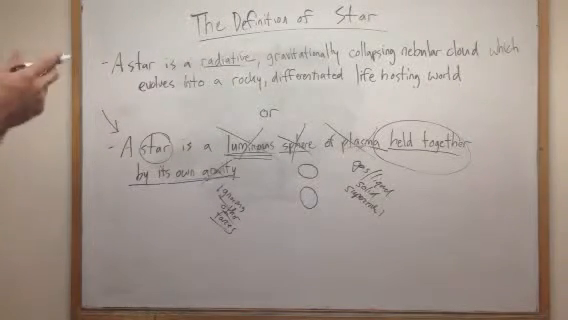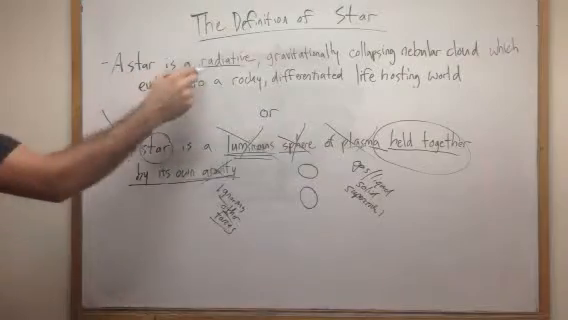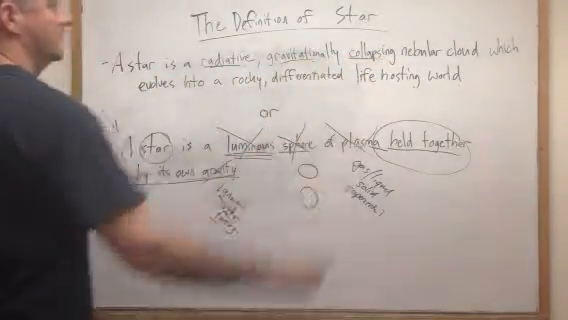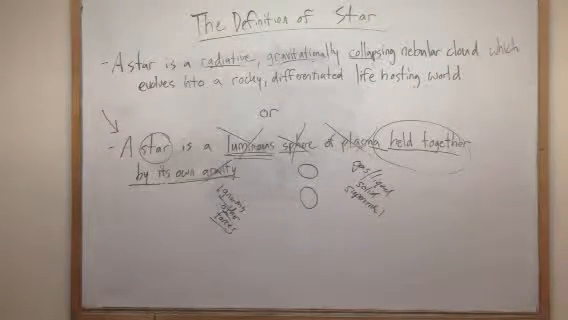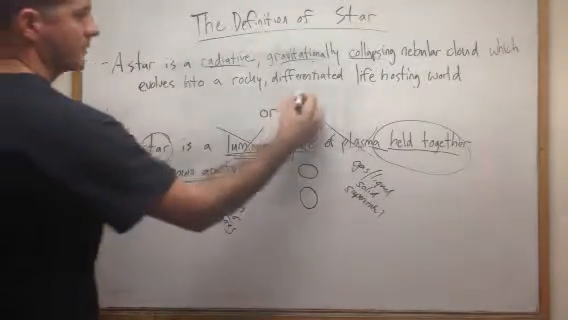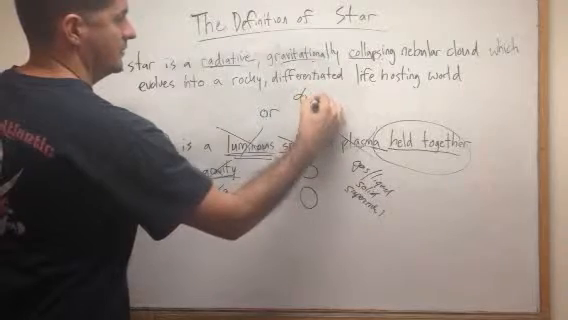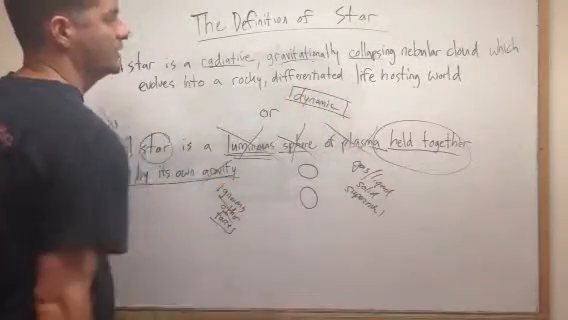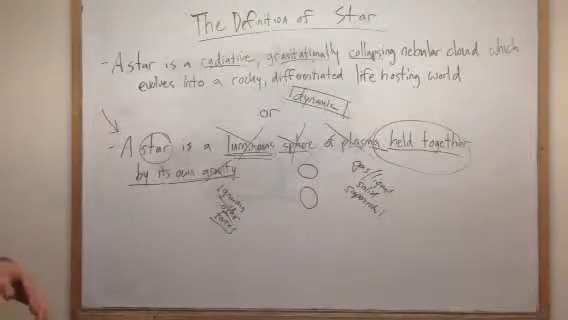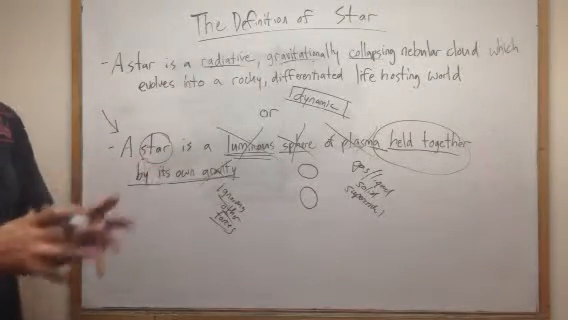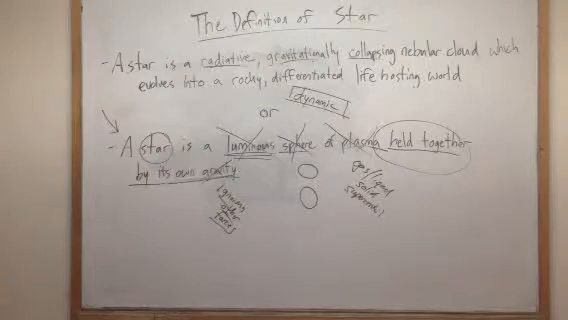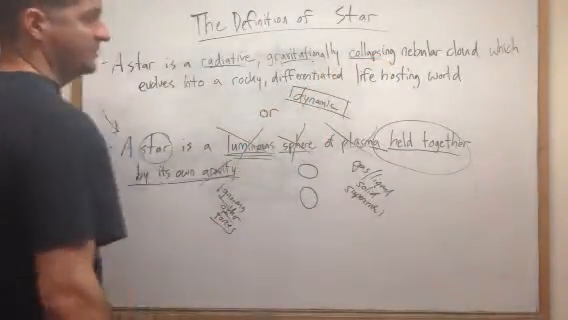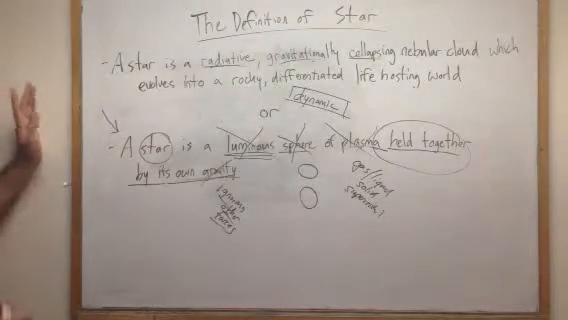I think this is a much better definition up here. The star is a radiative, gravitationally collapsing, which means it gives it something of a dynamic nature. A star is dynamic, okay? It's forever changing, cooling, shrinking. Even Cepheid variables, they expand and contract. I have to look more into those. And the fact that it's collapsing gives it more of a dynamic nature.